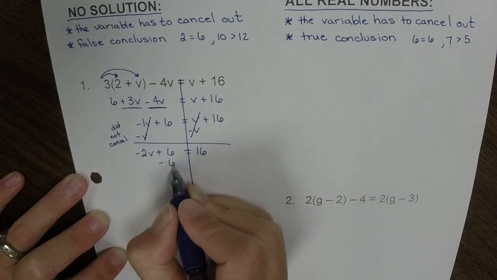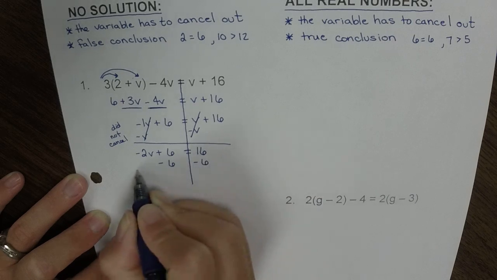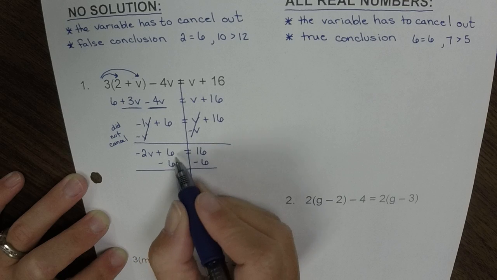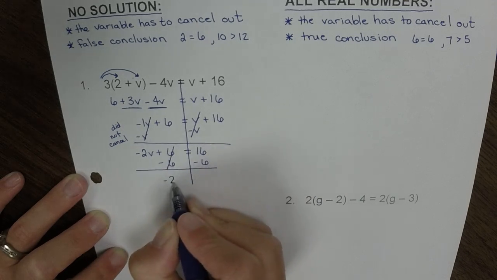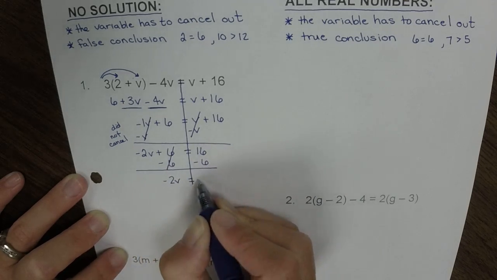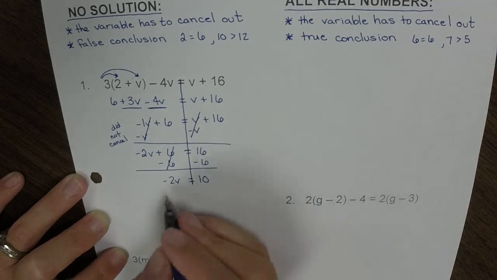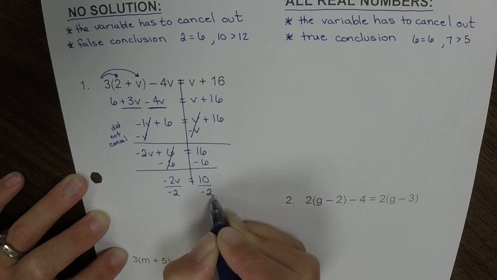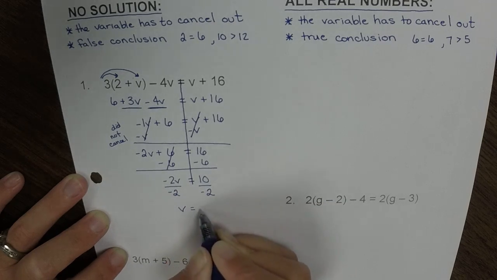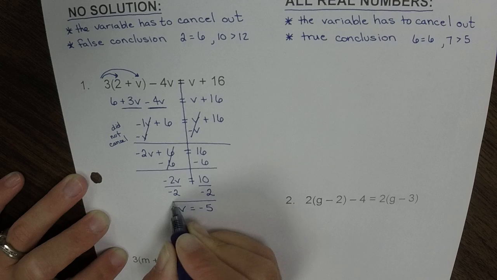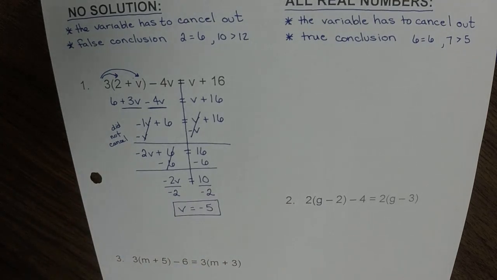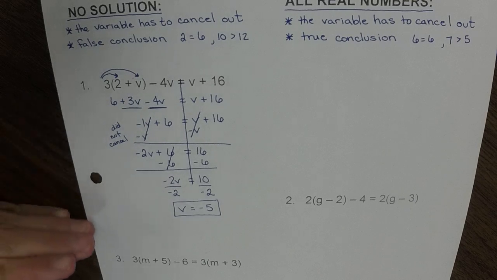Then do minus 6, minus 6. Again, because this is you and your best friend. This is the one we're trying to get rid of. So I have negative 2v equals 10. We divide by negative 2. And I get v equals negative 5. Now, here, did the variables cancel out? No. So this was just a normal problem.